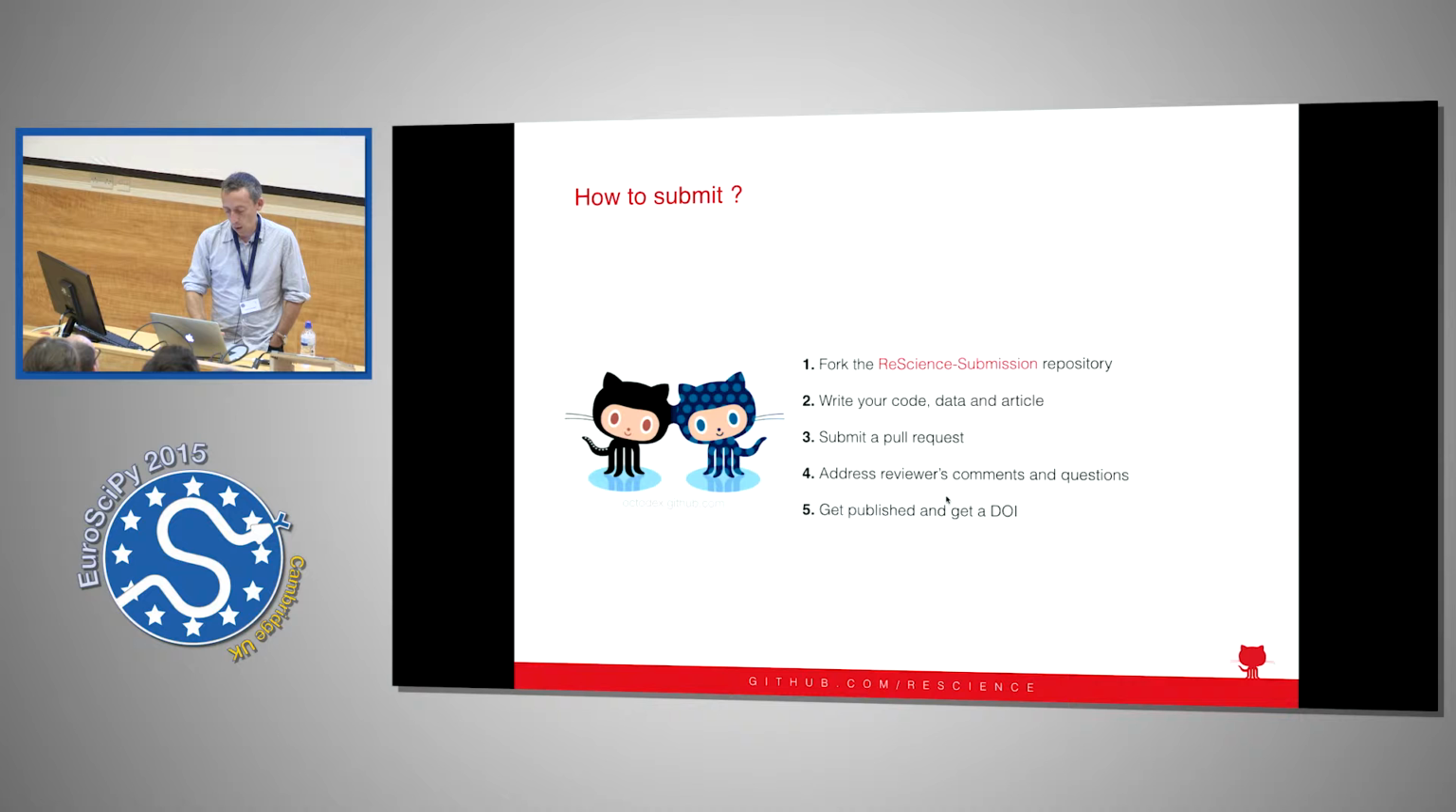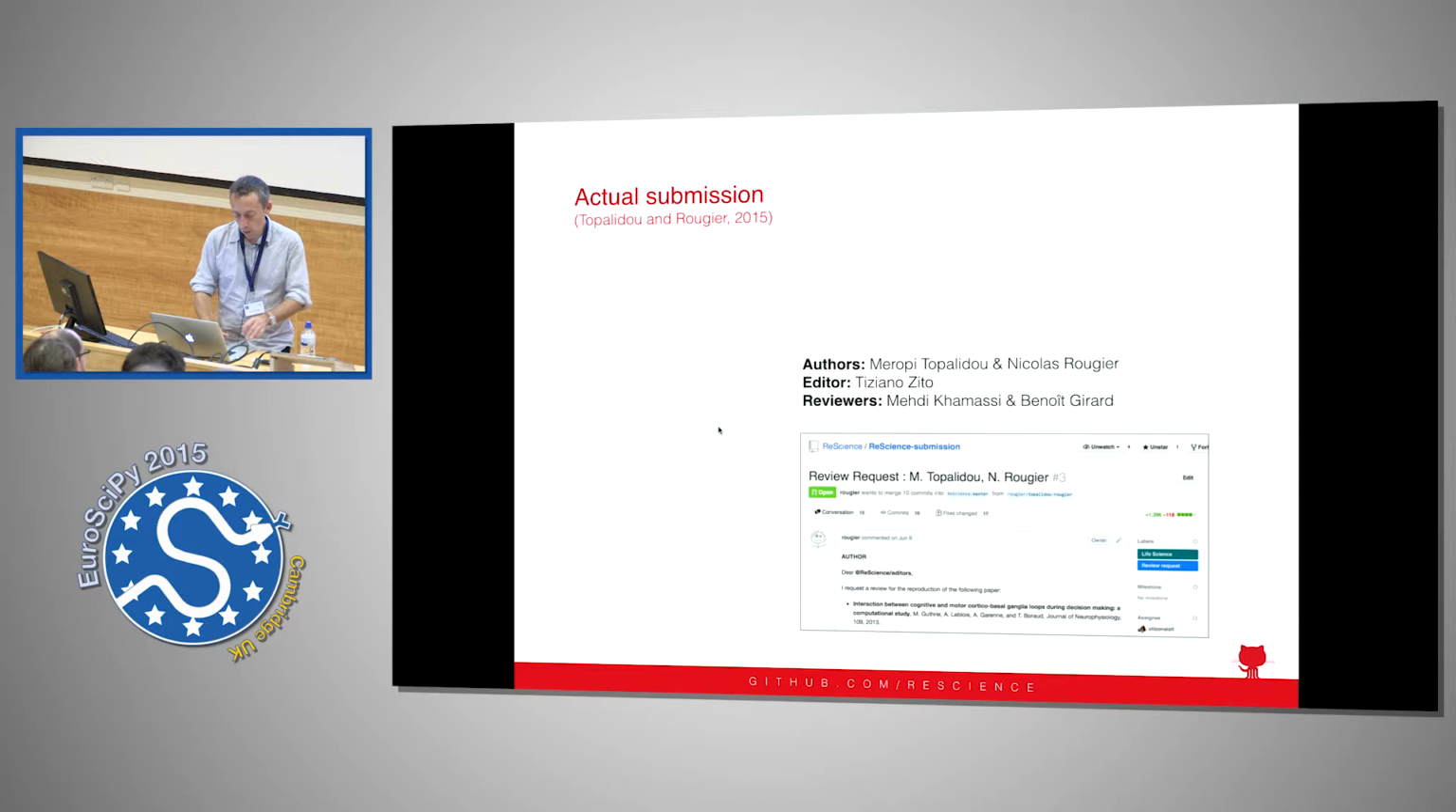And once this is done and the article is accepted, it can be published, and we'll get a DOI through Zenodo. So this is very easy and free. And maybe I forgot to tell, this is the main address for the organization, and then you have ReScience to go into the journal. So this is what a pull request looks like, but maybe we can go online.